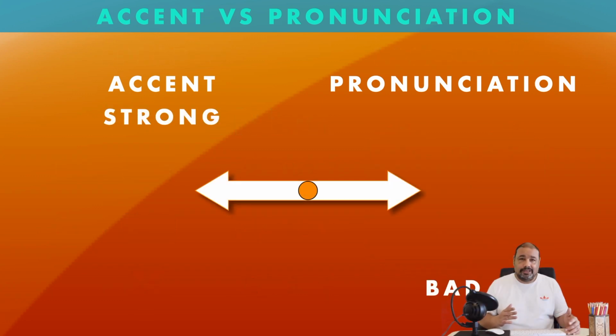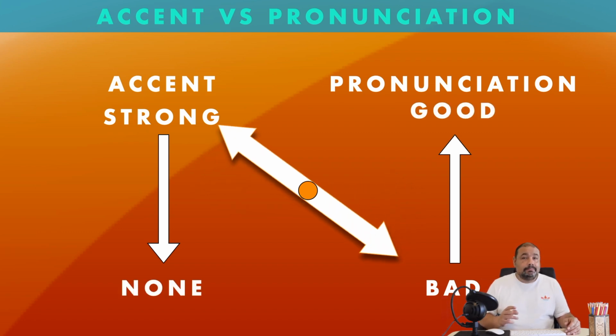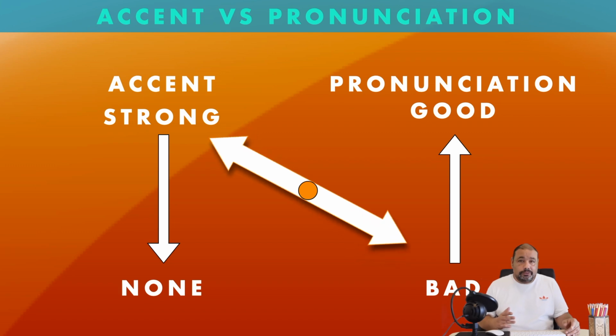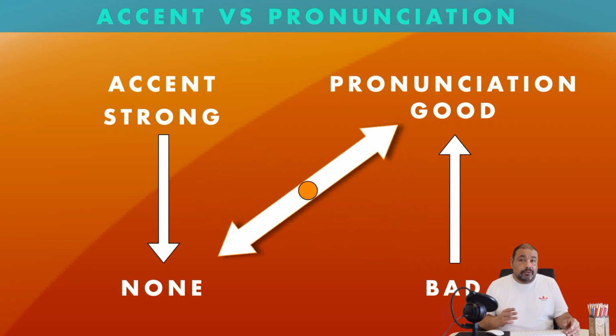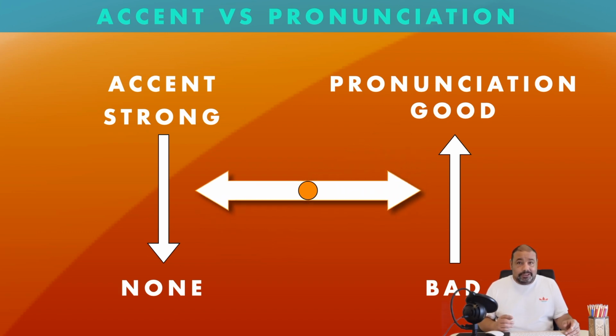However, there is a certain relation between accent and pronunciation. Normally, a person with a strong accent has a bad pronunciation. Opposite to this, if one has a soft or non-accent, one has a good pronunciation. But it is not always the case, as we will see later. Let's listen to the next examples.